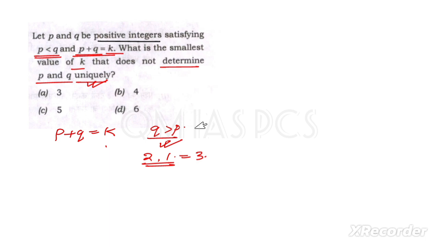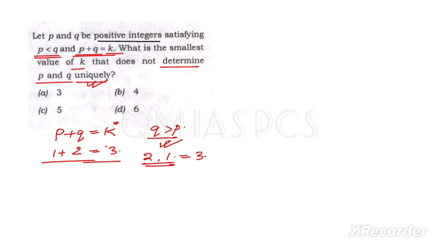Fine. So if q is 2 and p is 1, the sum is equal to 3, so this is the unique value. There are no other possible values there. We have to find the smallest value of k such that it doesn't determine p and q uniquely. There should not be a unique value. There should be more than one value.